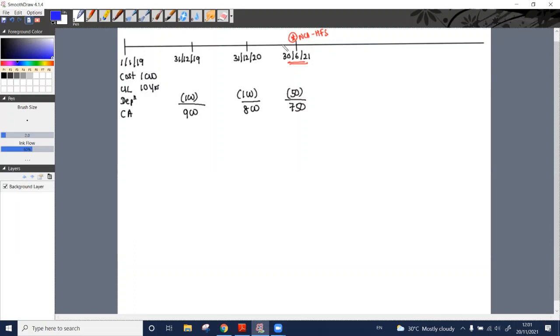Fair value less cost to sell. Assume the fair value less cost to sell is 820. Fair value less cost to sell is 820.